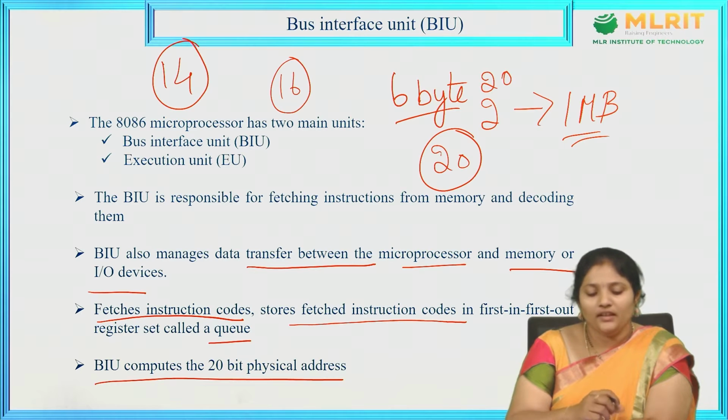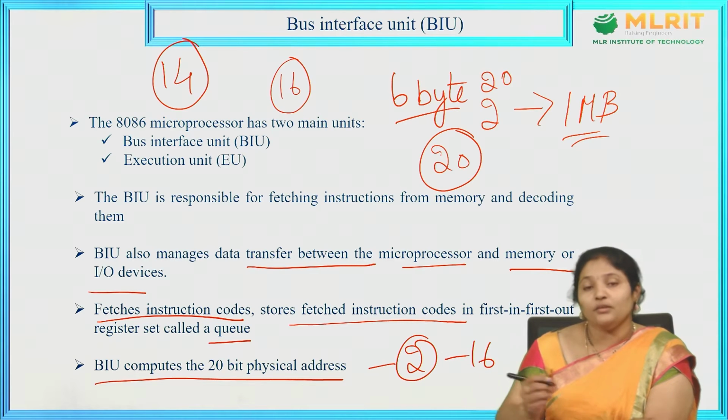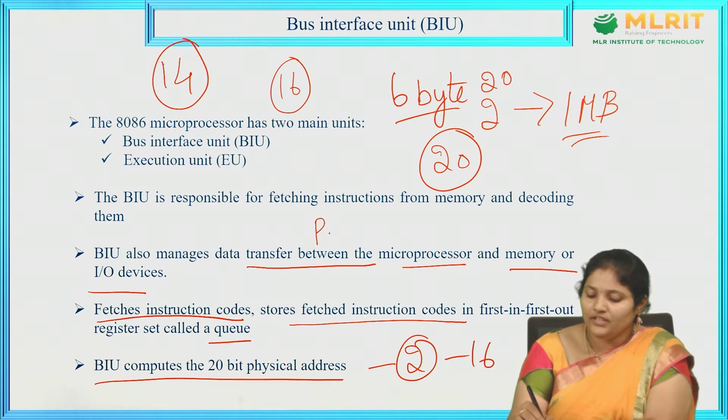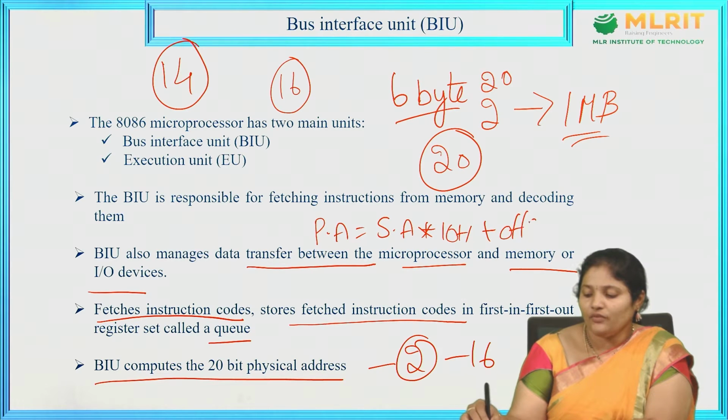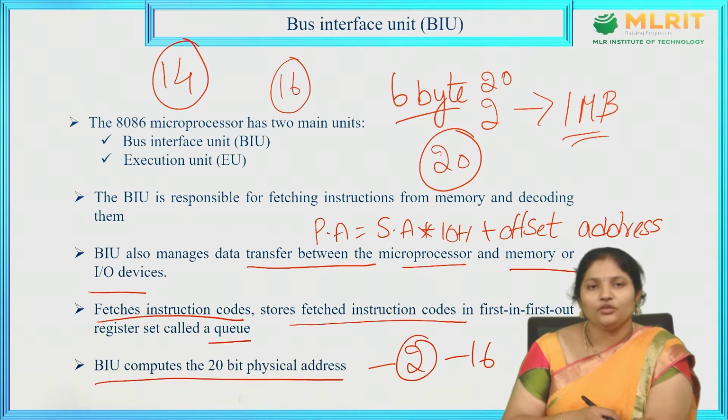That's why the 8086 calculates the physical address by using two 16-bit registers, using the formula: physical address equals the segment address into 10H plus the offset address of that particular segment. To calculate this physical address, the BIU computes the 20-bit physical address.